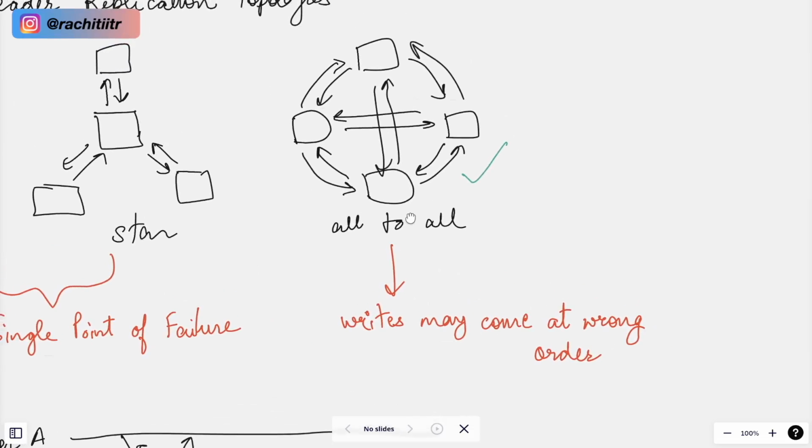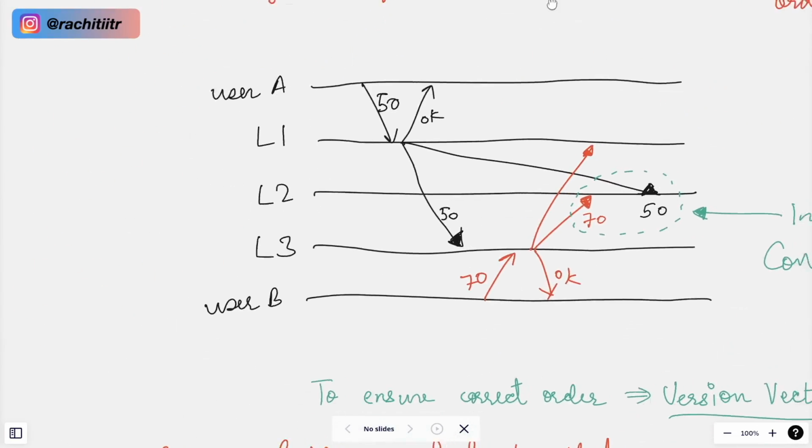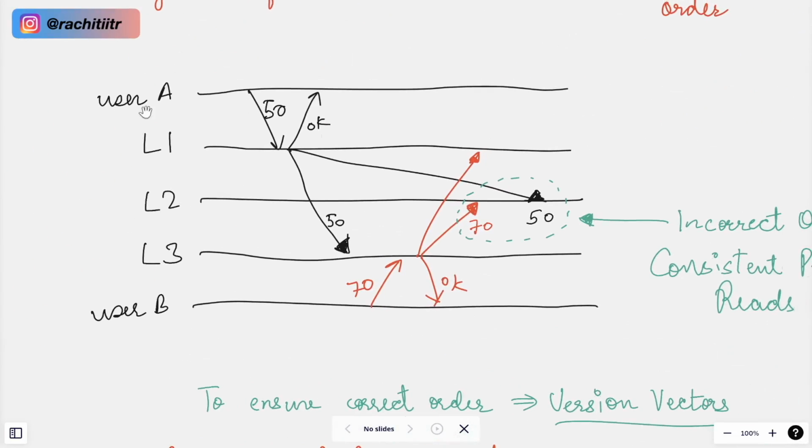The problem with all to all, obviously nothing is perfect in this world. So the problem with all to all is the writes may come at wrong order. And let me explain that problem. So let's say there is user A, which is in a data center where the leader is L1, and user B is communicating in a different data center with L3. Let's talk about the same row.